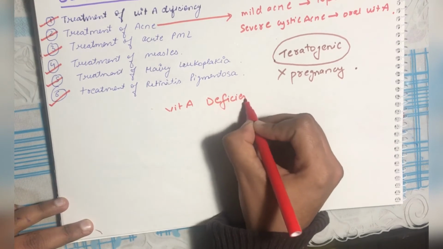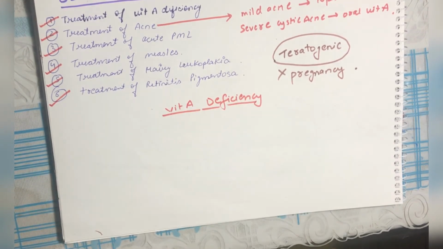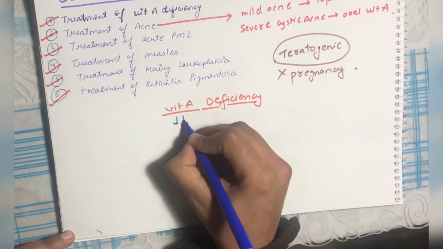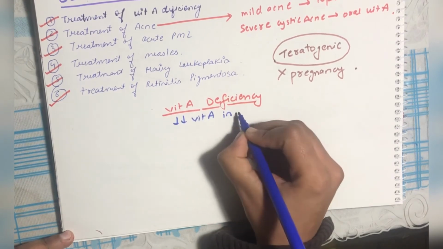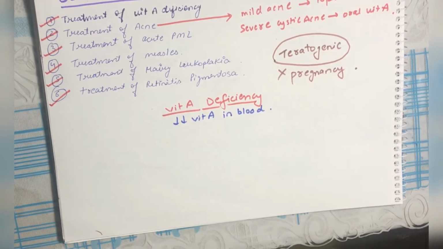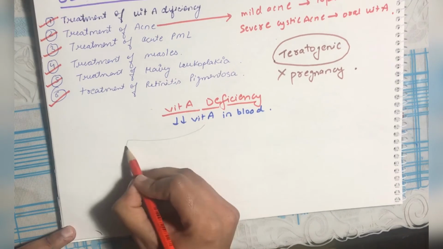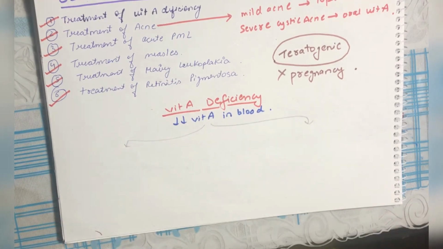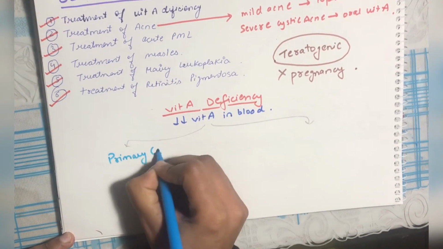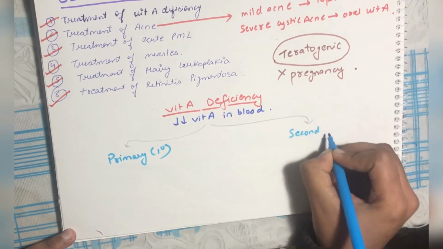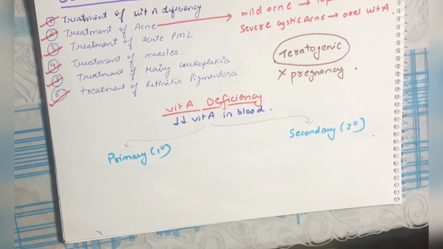Next we will talk about vitamin A deficiency. What is vitamin A deficiency? A low amount of vitamin in the blood, or no amount of vitamin present in the blood. We classify vitamin deficiency into two types: the first is primary vitamin deficiency, and the next is secondary vitamin deficiency.